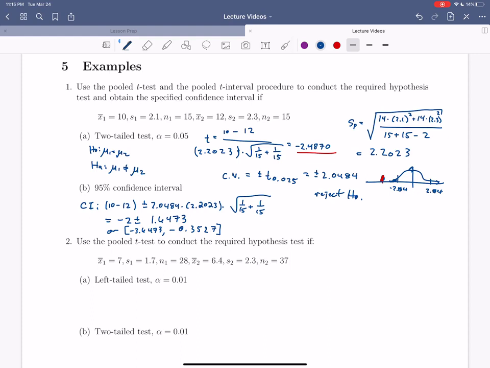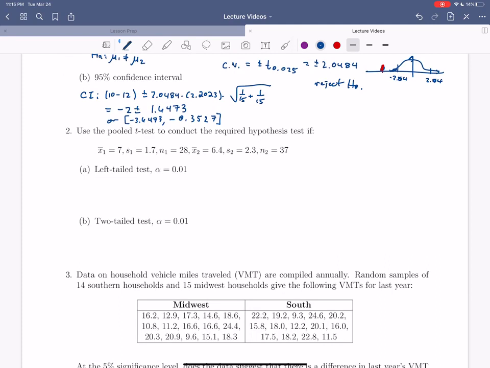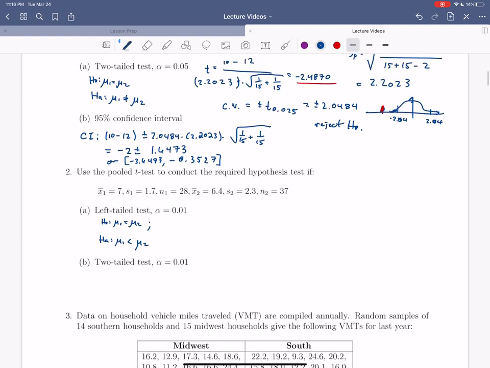So that's number one. Number two is going to be completely similar. It's just that we're going to have a left-tailed test instead of a two-tailed test. If we have a left-tailed test, remember what that means is that our alternative hypothesis is going to end up being that mu1 is less than mu2. And if we just go through everything, it's basically going to be the same thing here.